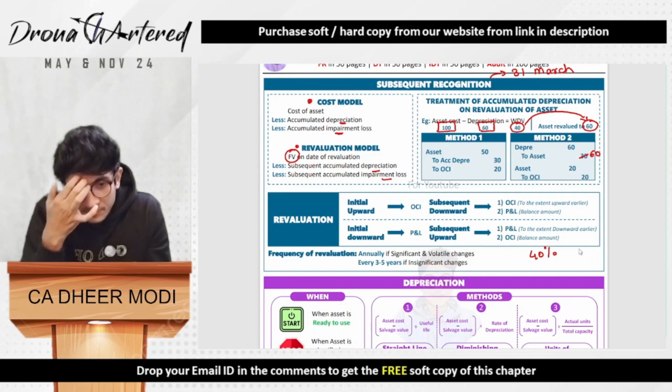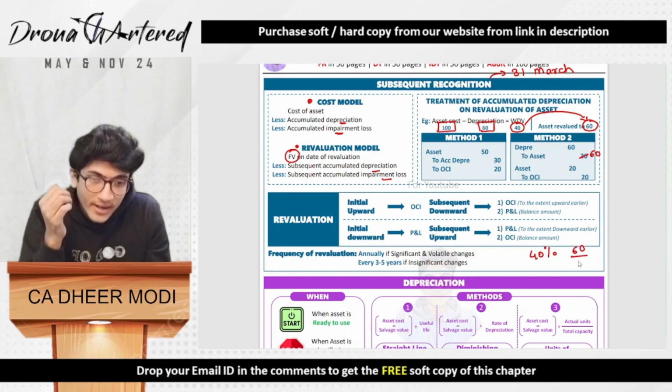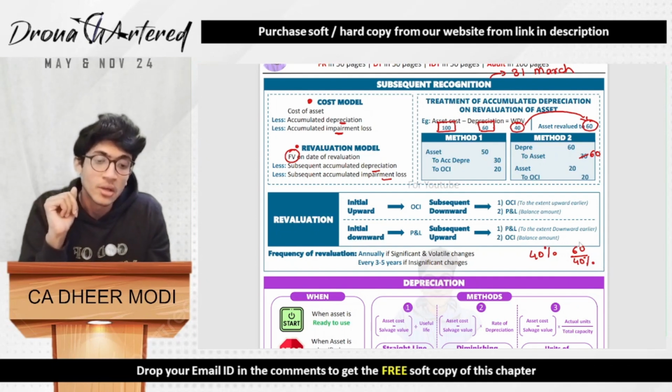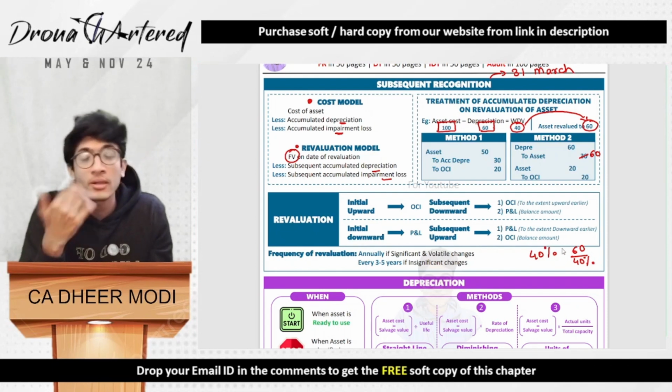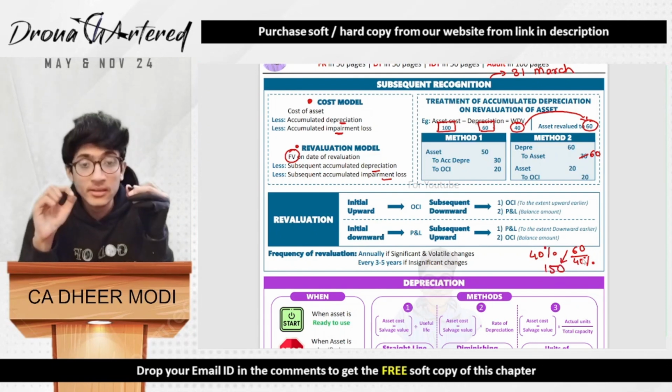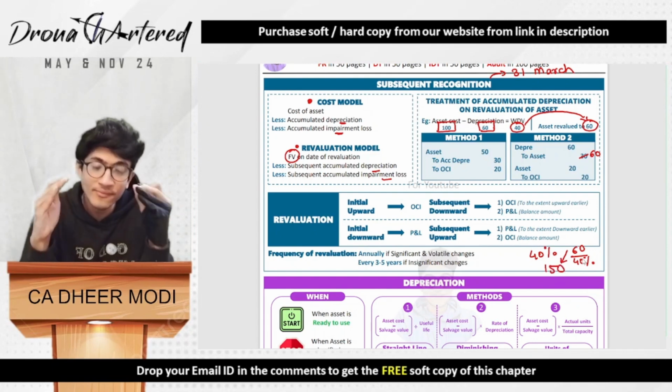So if you do 60 divided by 40%, that means what is 100% is basically what we are trying to find out. So if your 60 is 40%, what is 100%? What would have been the cost? So this gives you 150. That means your asset should be shown at 150.